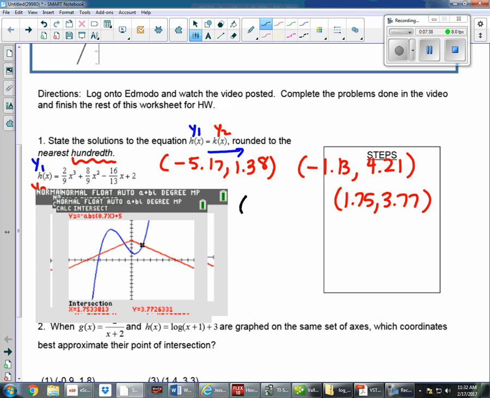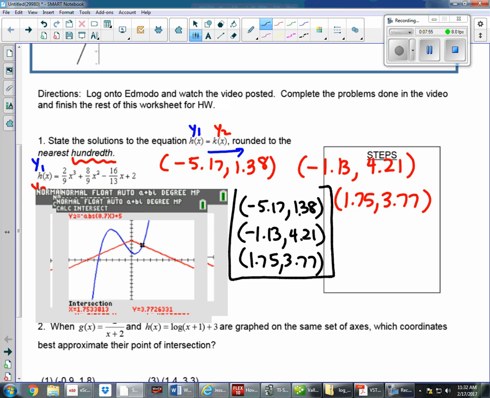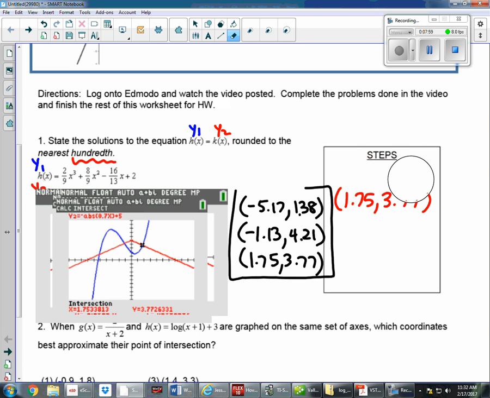So my 3 points of intersection are negative 5.17, comma 1.38, negative 1.13, comma 4.21, and 1.75, comma 3.77. Those are your 3 points of intersection. You're not always going to have 3 points of intersection. You might just have 1. You might have none. But you always use the calculator to give yourself a rough idea of how many you'll see by looking at the graph.